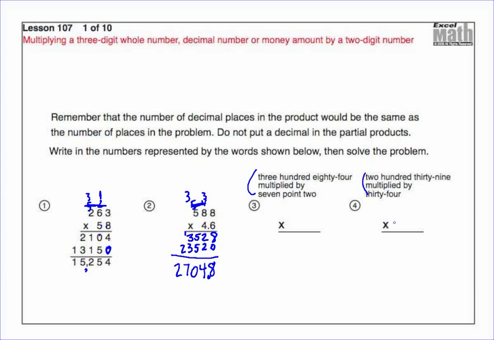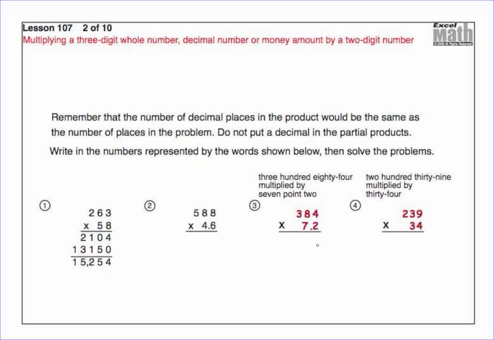All right, on the screen you can see there's words telling you what the next problems are for the blank spaces on your worksheet. I'd like you to pause the video, fill in the numbers, and then solve the problem after you have the problem filled in there. Turn the video back on after you've got your solutions. Okay, the problems that you should have written in were 384 times 7.2 and 239 times 34.